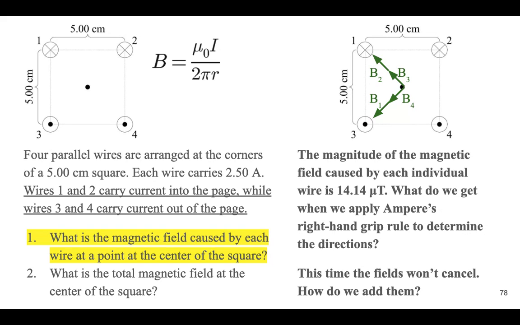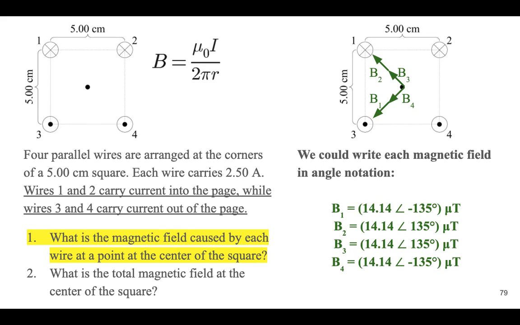So this time it's going to be harder because these guys are not going to cancel. The magnetic fields caused by current 1 and current 4 are both pointing down and to the left, and the magnetic fields caused by 2 and 3 are both pointing up and to the left. So the up and down part, they might cancel, but the left part doesn't cancel with left. So we've got to add these guys somehow. So how do we add things like this?